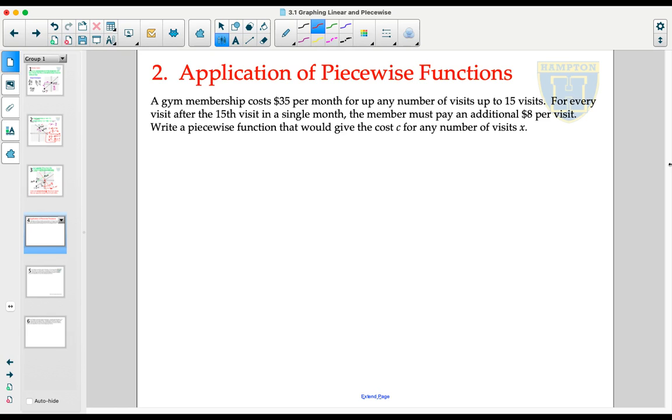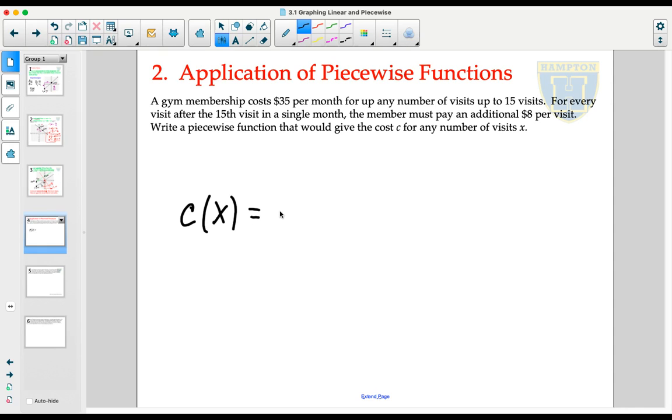If you're interested in reading the question, please pause the video and read it now. So our responsibility for this question is to write a piecewise function that would model our membership at this gym. They want us to write a function C from a number of visits.